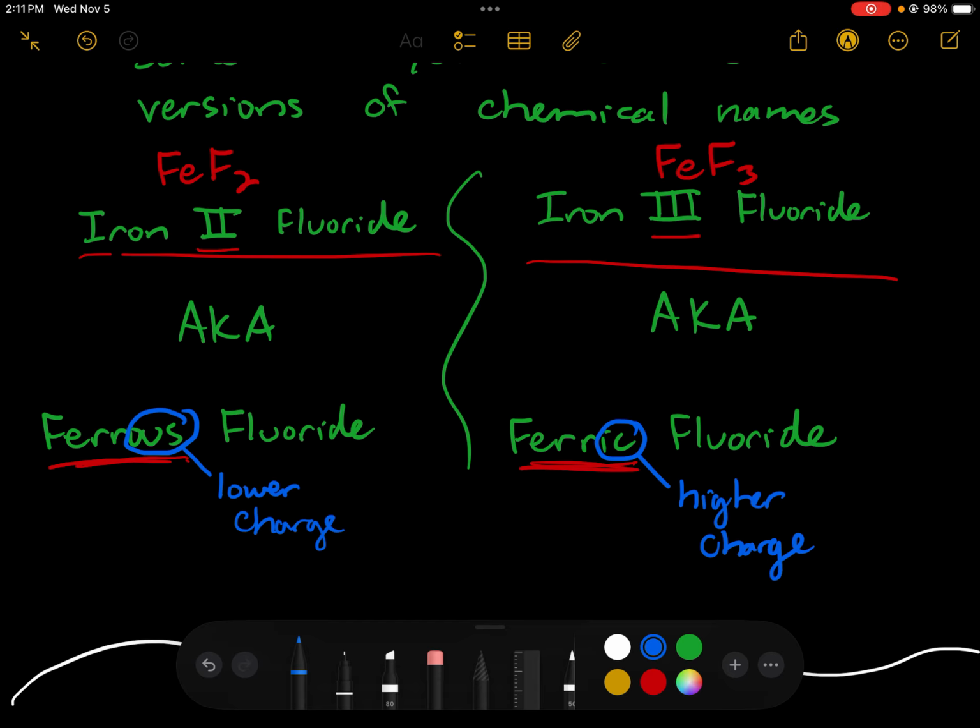Now, that doesn't necessarily always mean 2 or 3, because certain transition metals can have charges like 1 or 3, or maybe 2 or 4. So all that the OUS suffix means is lower, and all that the IC suffix means is higher. It's not a specific number, it's just lower and higher. So if you see that, you'll know what that suffix means.